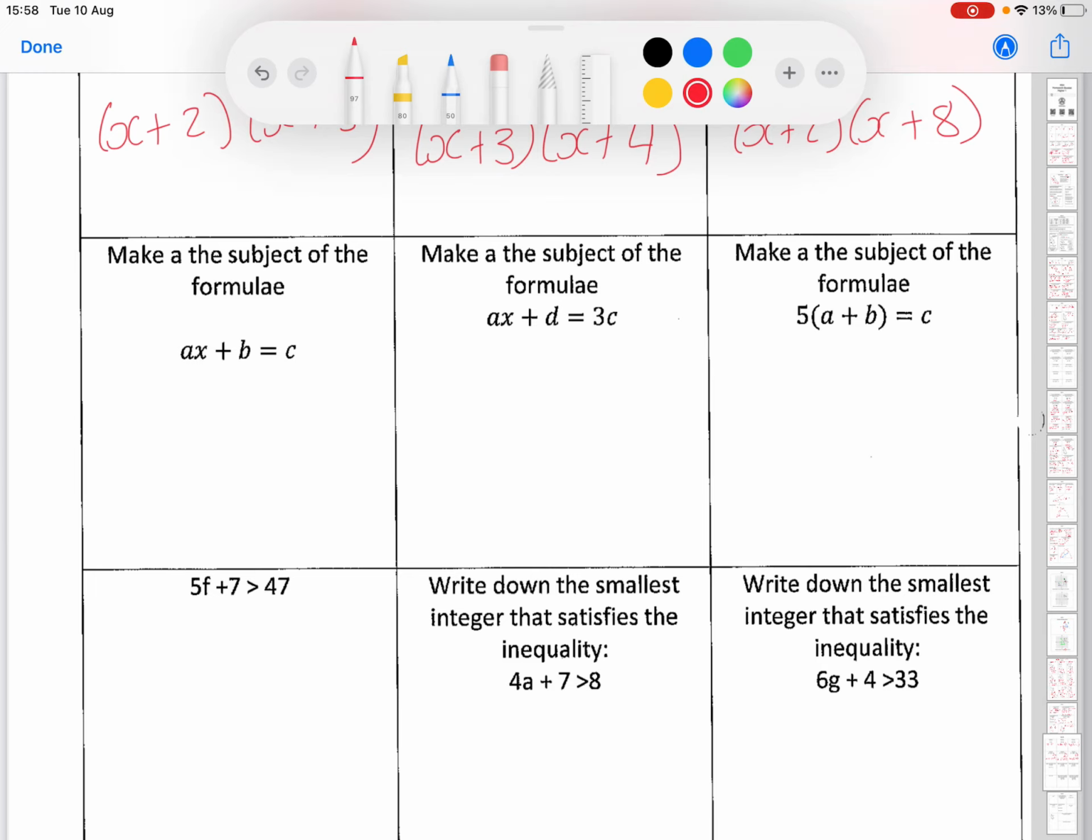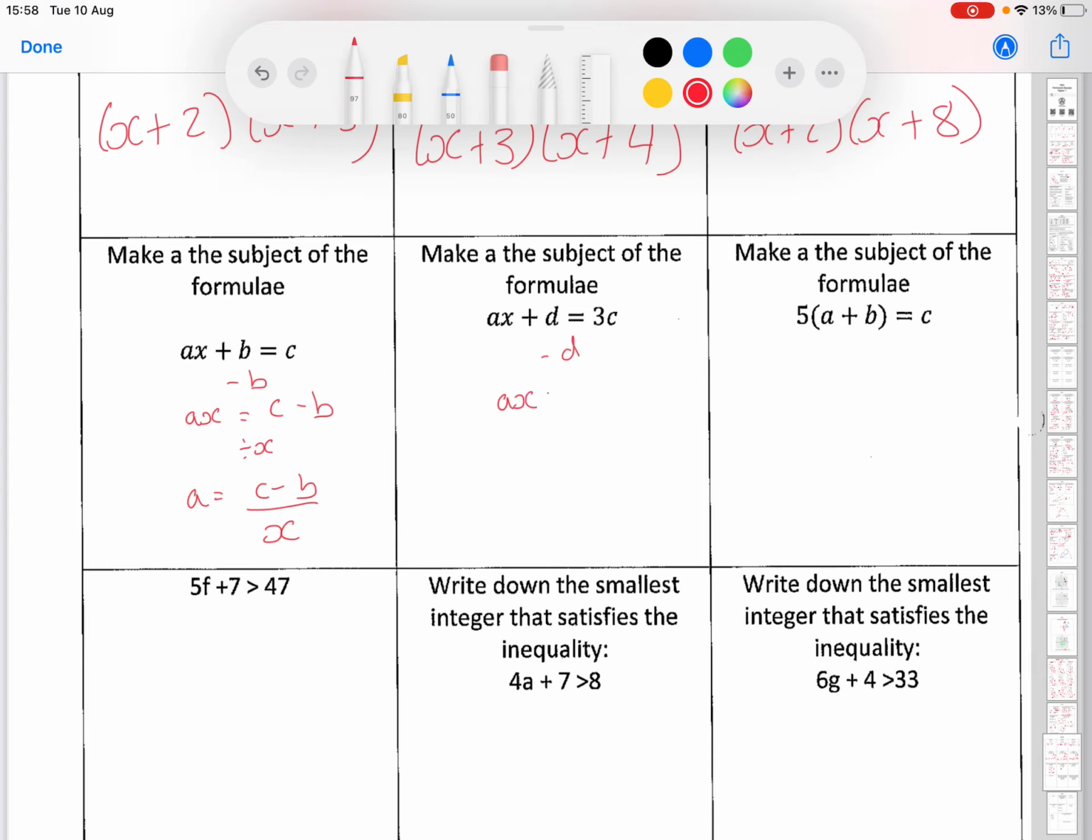Making a the subject, I think, is of all of these. So first thing I need to do on my ax plus b equals c is to take away the b. So on the left hand side, I'll be left with ax equals c minus b on the right hand side. Then I want to get rid of my x, so I'll have a equals c minus b over x.